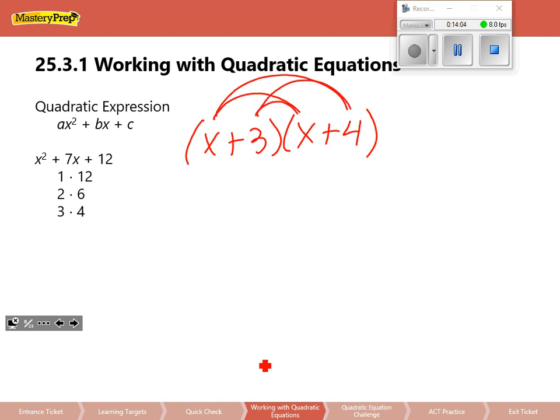We're wanting to distribute. X times x is x squared. X times 4 is plus 4x. 3 times x is plus 3x. And 3 times 4 is plus 12. And as we saw, 4x plus 3x is 7x.